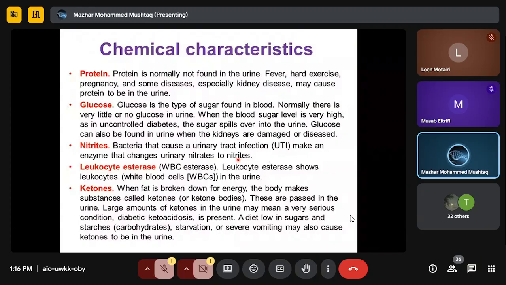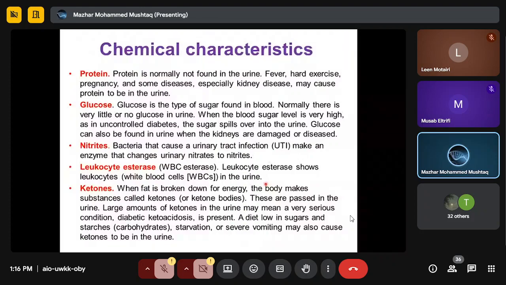Similarly, leukocyte esterase, which is present in WBCs, and you all know WBCs are markers for infection. So if leukocyte esterase is present in the urine, that again is suggestive of some sort of infection going on.